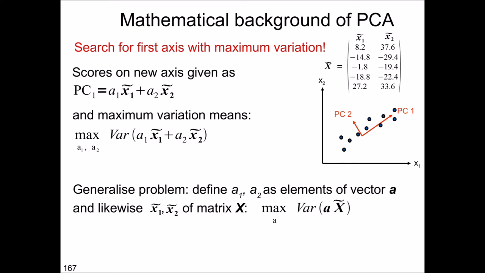Now, what does it mean that we look for the maximum variation? We need to find the argument for these scores that gives the maximum variance: a1 multiplied by x1, the estimated transformed variables x1, and so on. We can generalize this problem: a1 and a2 are elements of a vector. These vectors we will later call eigenvectors, and we consider that x1 and x2 are elements of the matrix X, and we can rewrite this whole problem as the maximum of the variance of A times the matrix of transformed variables, the centered variables.